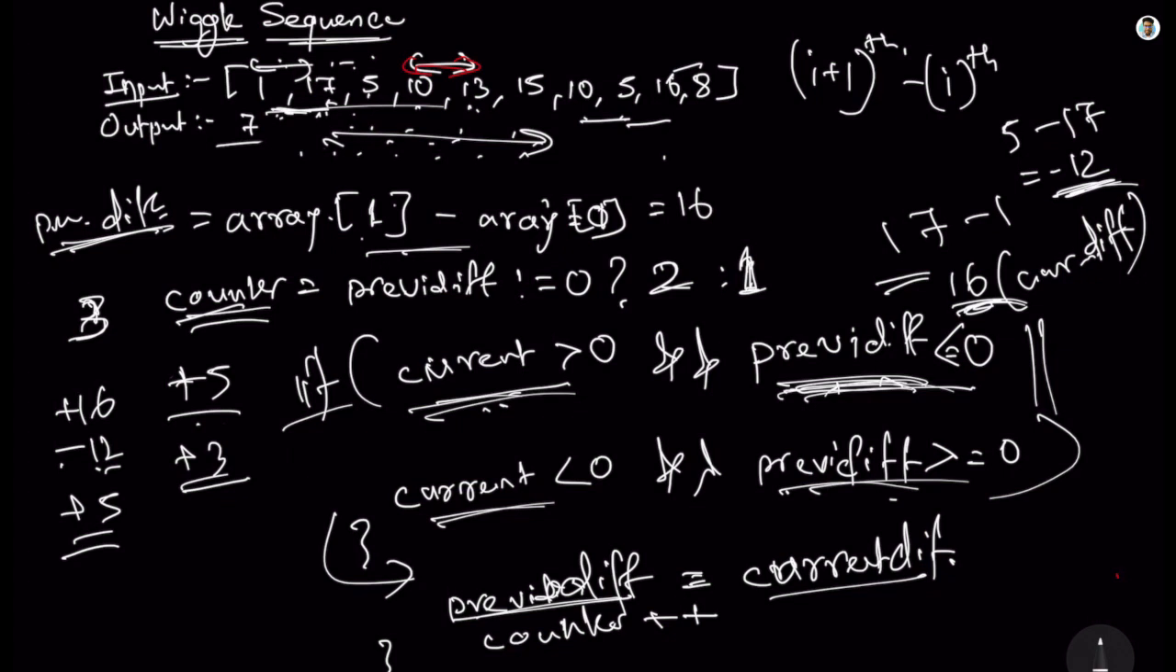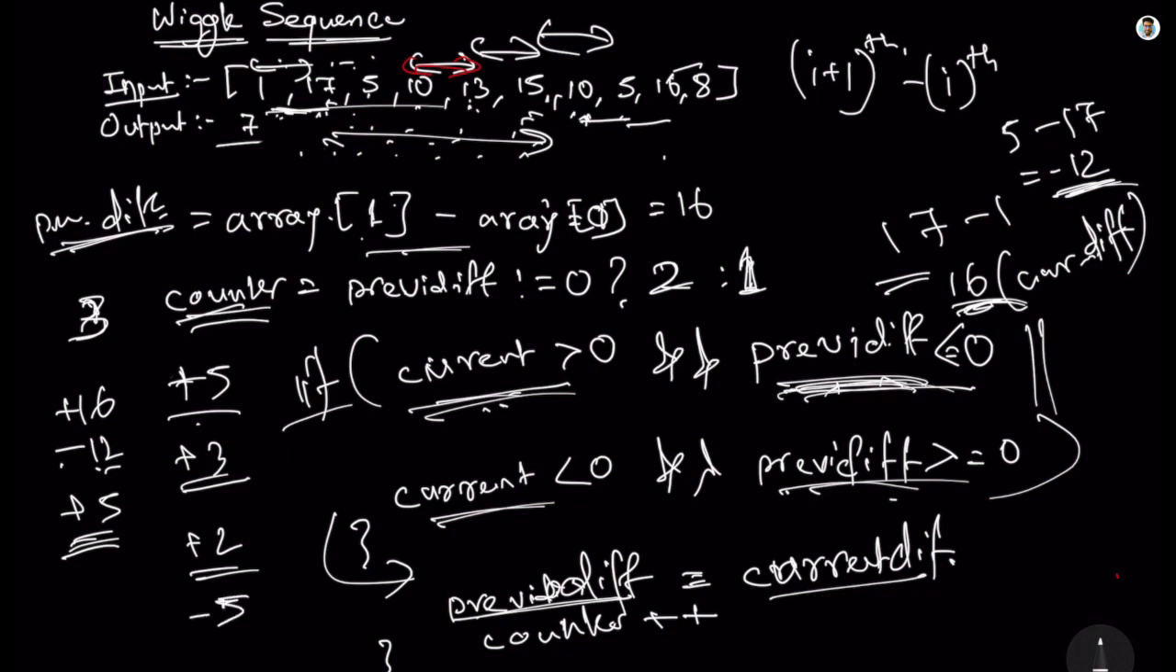And now we'll be comparing 13 and 15. So when we are comparing 13 and 15, we get a distance of plus 2. So our current difference is plus 2 and our previous difference is plus 5. So again, we will not be doing anything. Next, we have 15 and 10. So when we have 15 and 10, our current difference becomes minus 5.